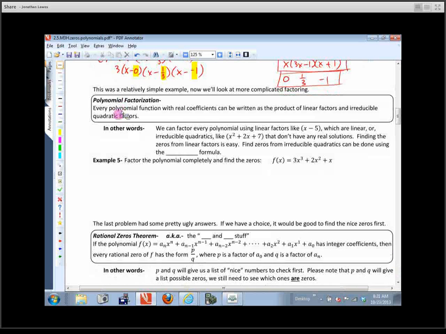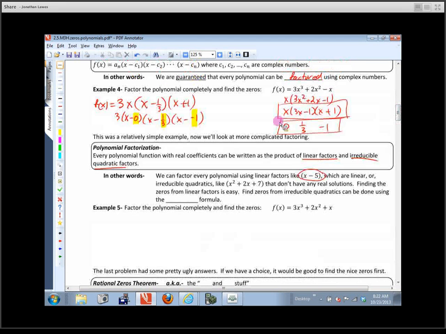Okay, but this next one, it's the polynomial factorization theorem, and it breaks this down just a little bit more. Every polynomial with real coefficients can be factored as a product of linear factors and something that we call irreducible quadratic factors. So if we factor it down, we're going to be able to factor it into linear factors, something like x plus or minus a number, kind of like what we did up above, or things that we're going to call irreducible quadratics. And an irreducible quadratic looks something like this.